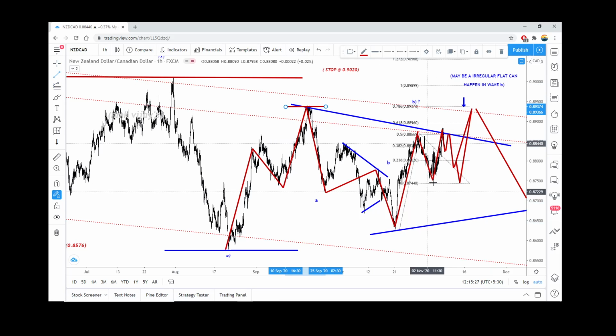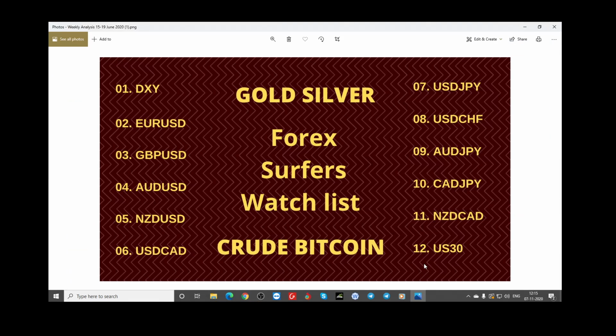In that case, if the flat correction, if it is a triangle, it won't break this high. So this is my view in NZDCAD.